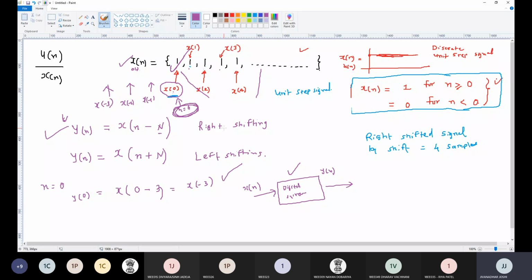And the system is asking to recollect x of minus 3, meaning the previous sample, a sample already available, already gone through the system. So is it possible to recollect the things?